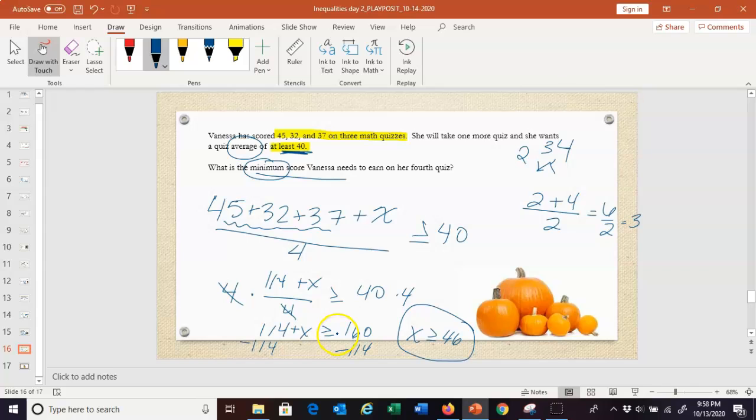All right, so it says x is greater than or equal to 46. So x can be 46, x can be 47, 48, 49, 50. Can x be 45? No, because it tells us it must be bigger than or equal to 46. So the smallest value that x could be is 46. That's the minimum score she's going to have to earn in order to get the average of 40.